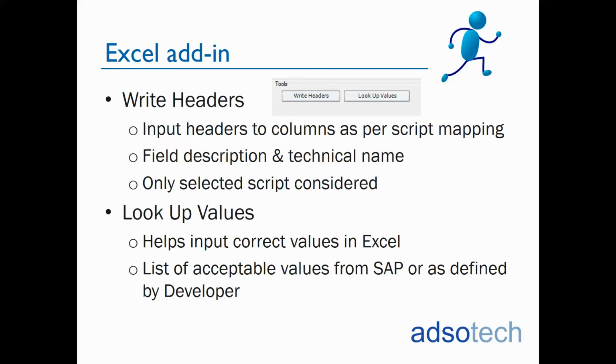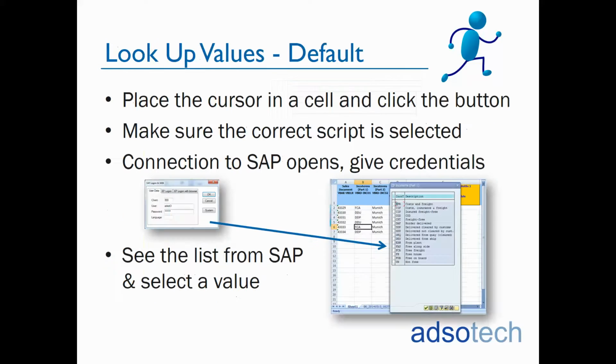Next to the Write Headers button, we have a button for lookup values. It can help you to input correct values in Excel, so let's take a closer look. When entering data to the template, if you feel unsure of the correct value in a particular cell, you can use the Lookup Values button. Simply put your cursor in the cell, check that you have the correct script selected in the side panel, and click on Lookup Values. By default, you will be asked for your SAP credentials and the SAP system you wish to connect to. Then you will see a list of values that you can select from.